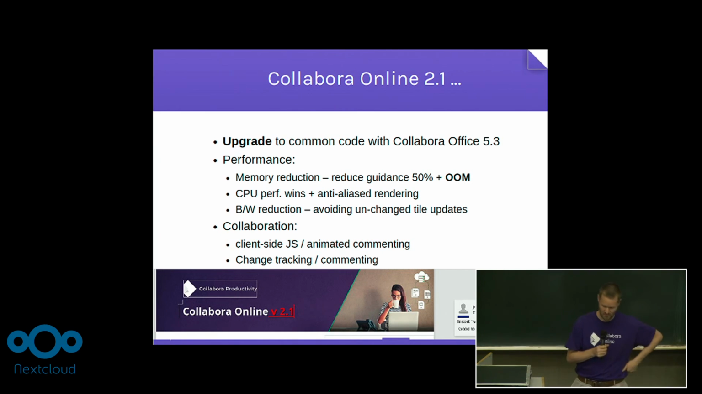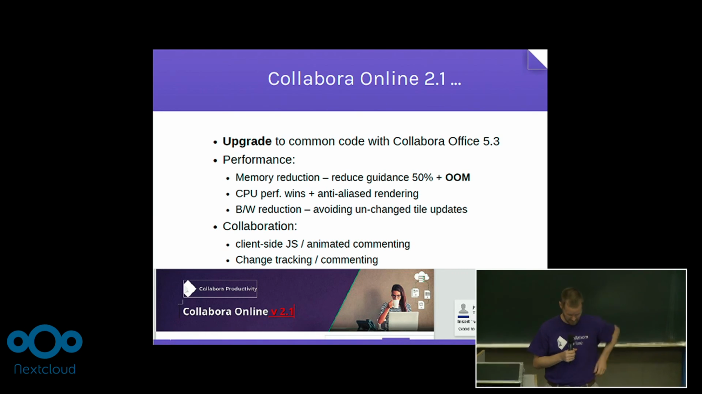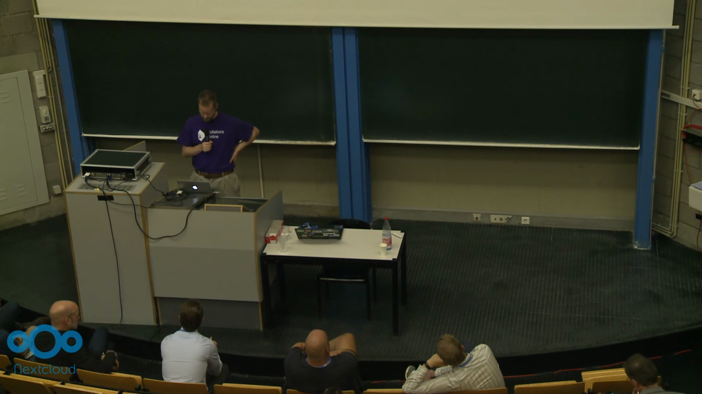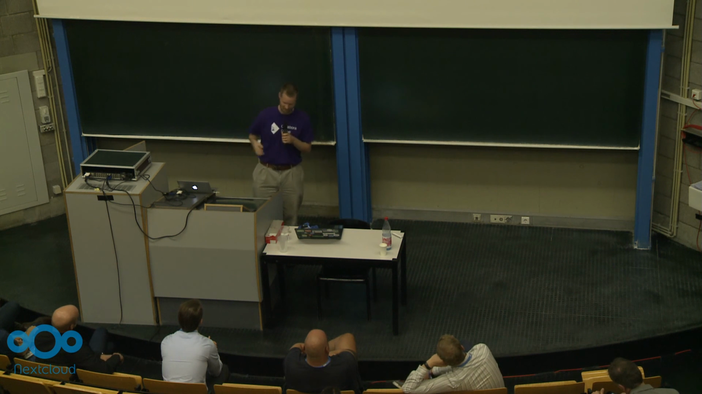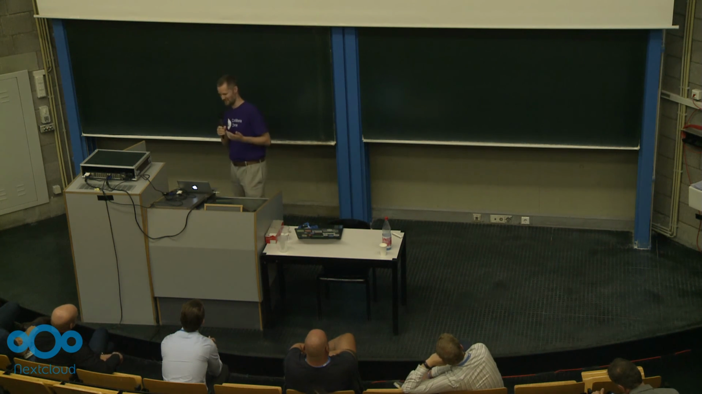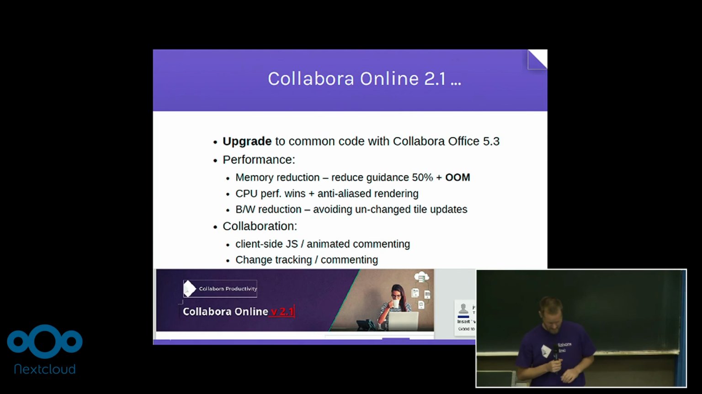Improving the CPU performance wins, so we switched to Cairo rendering instead of our homegrown horrible thing, and that improved CPU performance, assembler optimized magic stuff, as well as adding anti-alias rendering. So that's quite a good win. And we also saved a whole load of bandwidth. It turns out sending unchanged tiles to the client is not a good idea. So there we are. We stopped doing that.